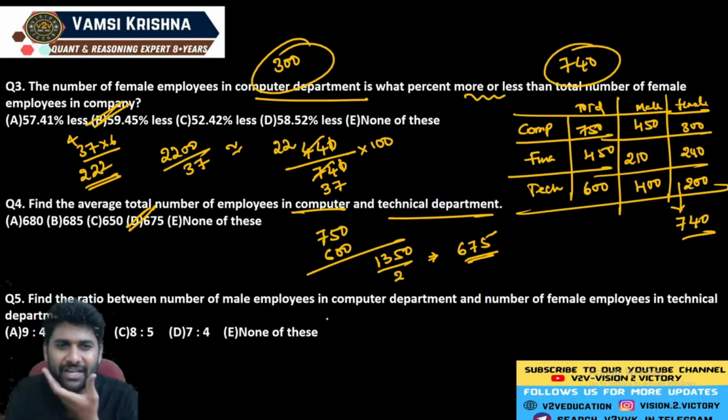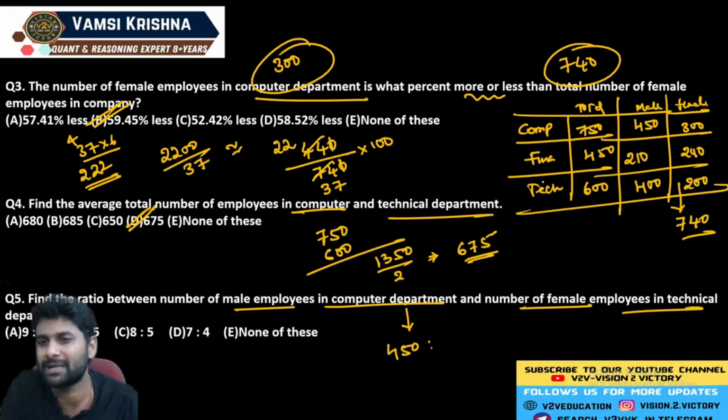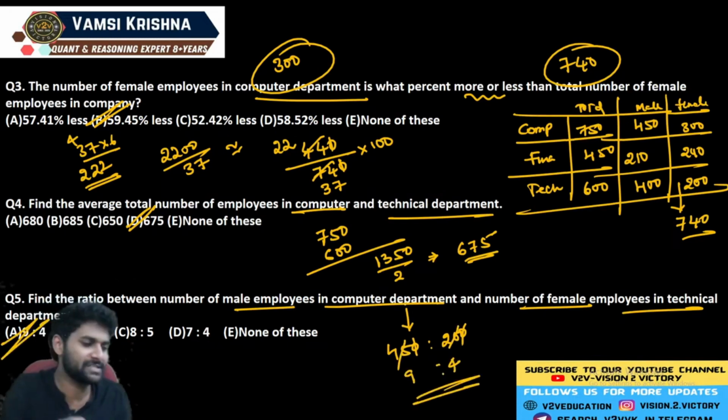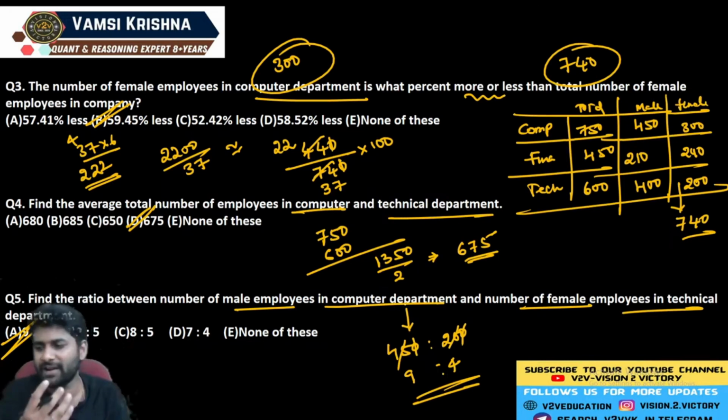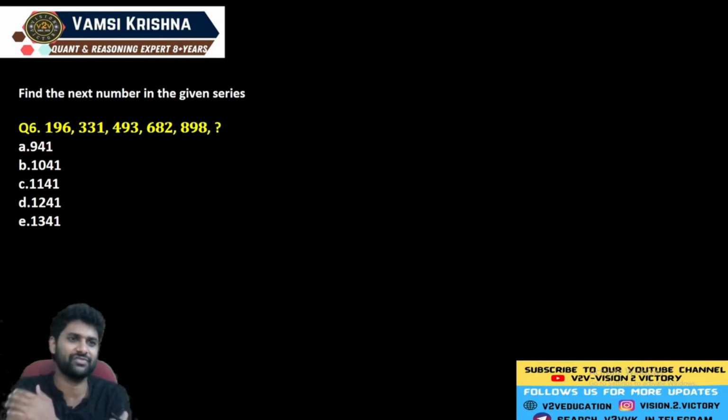Next question. Find the ratio between the number of male employees in the computer department, which is 450, and the number of female employees in the technical department, which is 200. 5 nines, 5 fours. It's a ratio of 9 is to 4. Hope it's clear. And these are the 5 different questions from that caselet information. On to the next one.